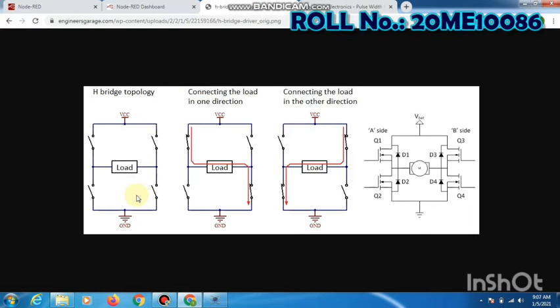The H bridge has 4 switches, 2 of which work in unison. When two switches which are diagonal to each other are closed, it is clockwise, and for the other configuration it is anti-clockwise. It helps us to control the direction of the motor rotation, clockwise or anti-clockwise.